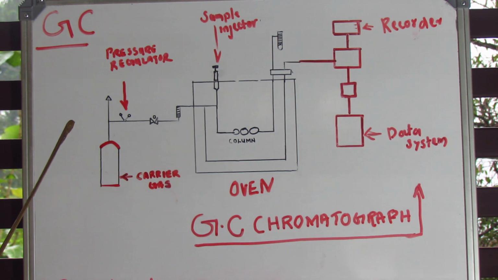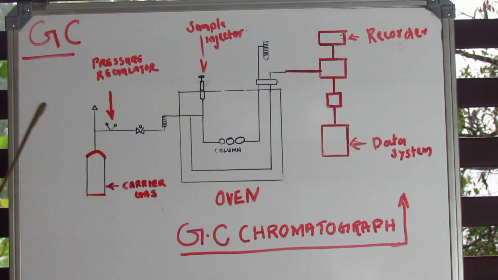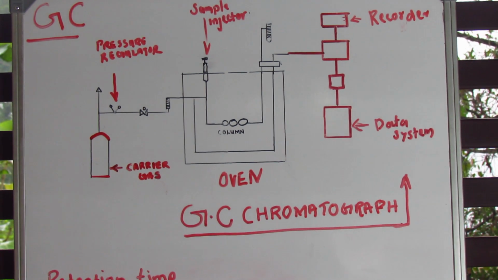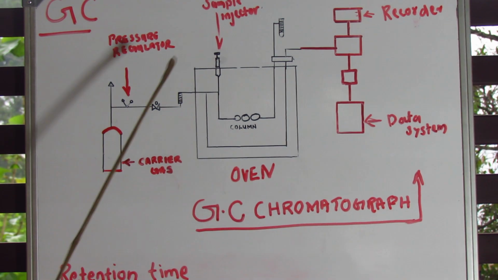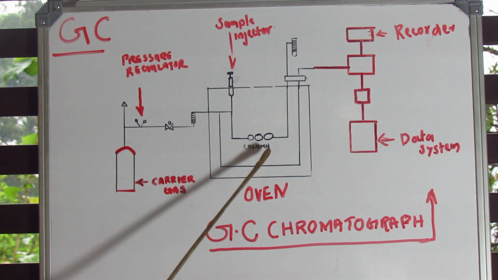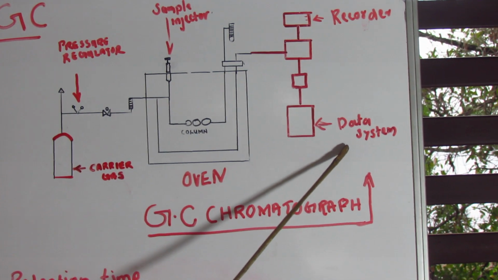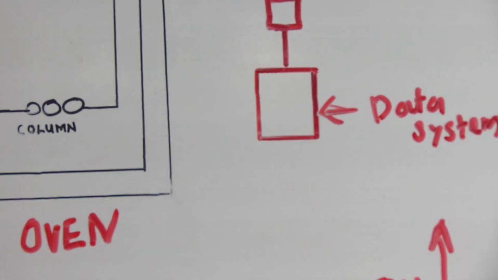Here we are moving to the procedure and applications of GC. In GC part 1, I already mentioned the instrumentation of GC. There are 5 different parts: carrier gas, sample injector, column, a recorder, and data system or detector. Here we are moving to the procedure of GC.